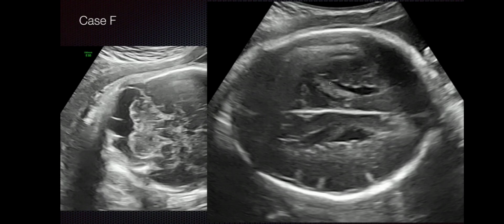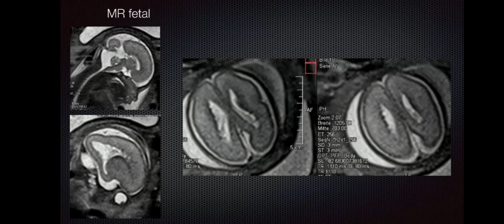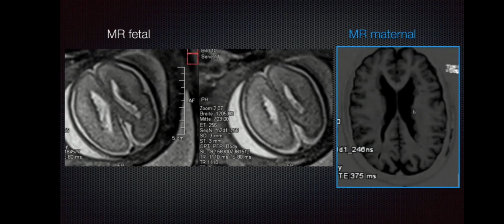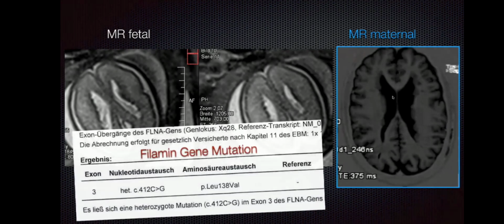This is typical nodular heterotopia. And this is a girl, and this case is called F because this is the diagnosis, and the MR confirmed this in the fetus, but also the mother had the same. And we know that this is a classical disease because this is a filamin gene mutation, you remember, on the X chromosome, and this is only mother affecting girls. There are no boys having this condition.